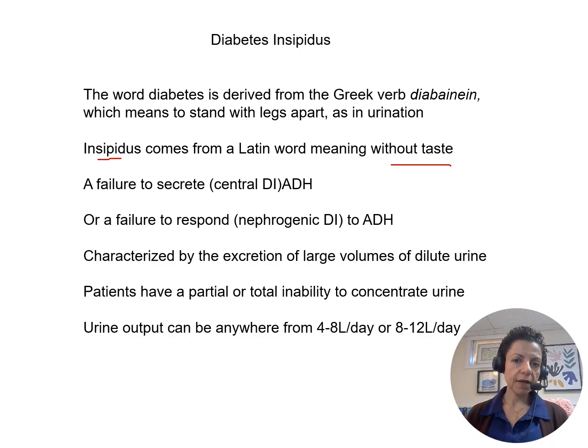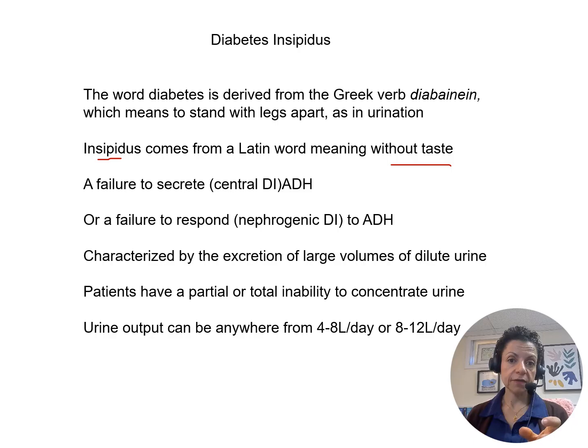People with diabetes insipidus are going to have excretion of large volumes of very dilute urine. They have either a partial or a completely total inability to concentrate their urine. Urine output is going to be tremendous. It can be anywhere from 4 to 8 liters a day or 8 to 12 liters a day. Just think about that. You have 5 liters of blood in your body. So you're talking 4 to 8 liters a day or 8 to 12 liters a day.